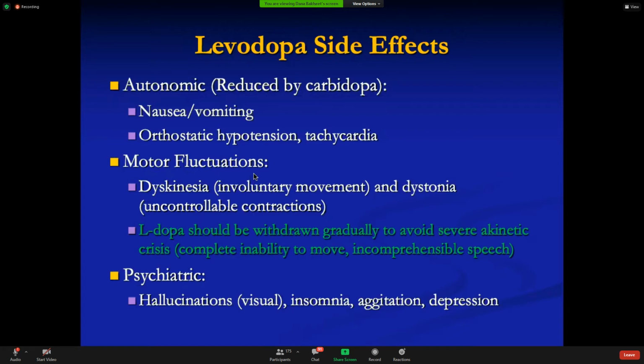Usually motor fluctuations like dyskinesia and dystonia. Usually L-Dopa should be withdrawn gradually to avoid severe akinetic crisis, which is a complete inability to move or incomprehensible speech. And usually it should not be stopped abruptly. These patients are usually taken care of by their family, and no one will come and stop it abruptly. Now, other side effects of it are hallucination, insomnia, agitation, and depression.